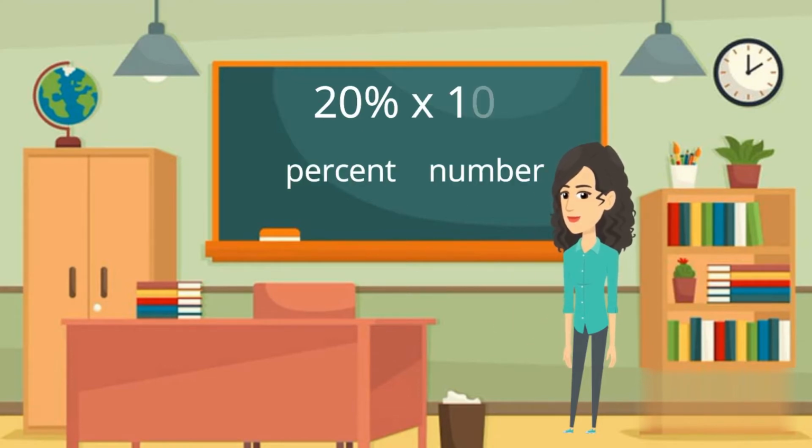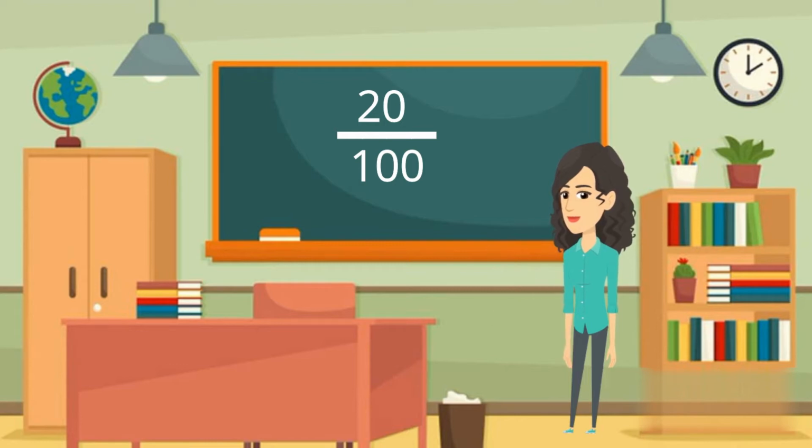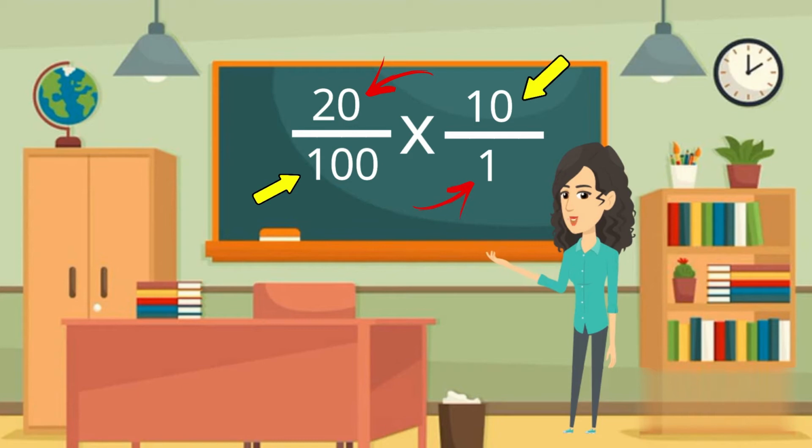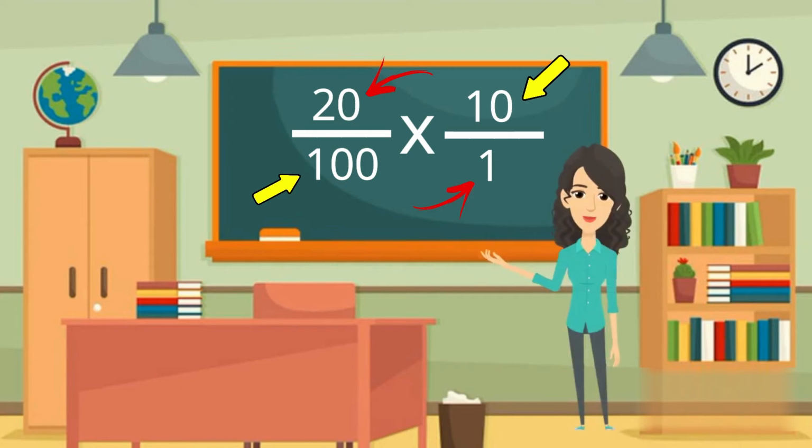How do we multiply a percent and a number together? Remember that when you see a percent written with the percent sign, it is an abbreviation of a fraction, in this case 20% equals 20 over 100. So our problem becomes 20 over 100 times 10. Now we have a fraction times a number, and we know how to do it. We multiply the top numbers, and we multiply the bottom numbers. We can just write the 10 as a fraction by putting 10 over 1, because 10 over 1 is the exact same number as 10.